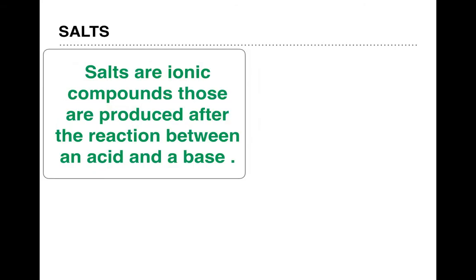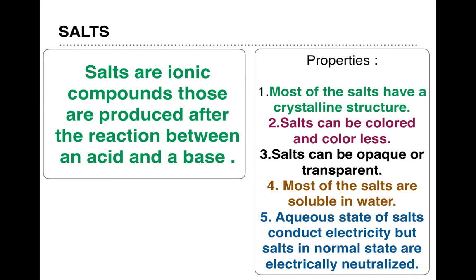Now I am coming to salt. What is salt? Salts are ionic compounds produced after the reaction between an acid and a base. So there will be an acid and a base, they will react and salts will be produced. Simple. There are different properties of salt, which is why I used different colors so that you can get it easily. Most salts have a crystalline structure.